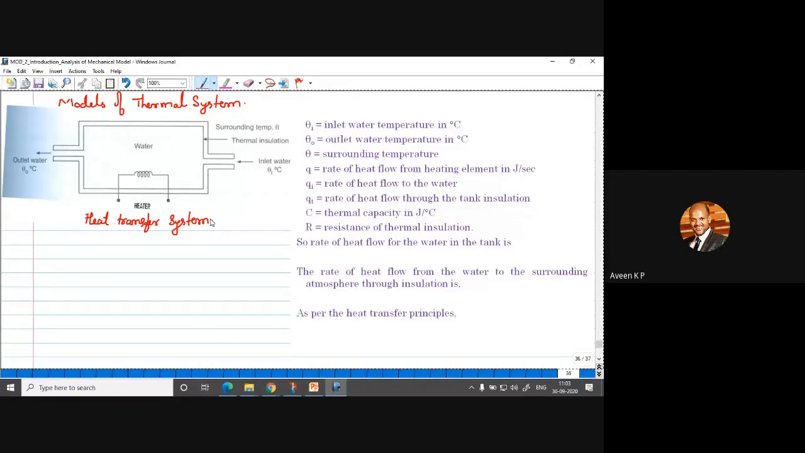So step one will be how you will write the mathematical model. For mechanical and electrical, we have undergone that, and we also know the direct analogy and inverse analogy. So now we are moving to the thermal system, and we have taken an example of heat transfer system. Here it is an electric heating element, which is provided in a tank in order to heat the water.